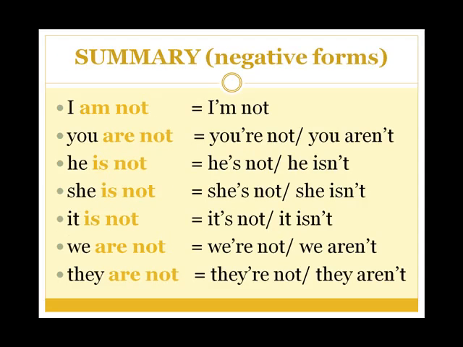Let's review the negative forms. I am not, I'm not. You are not, you're not, you aren't. He is not, he's not, he isn't. She is not, she's not, she isn't. It is not, it's not, it isn't. We are not, we're not, we aren't. They are not, they're not, they aren't.